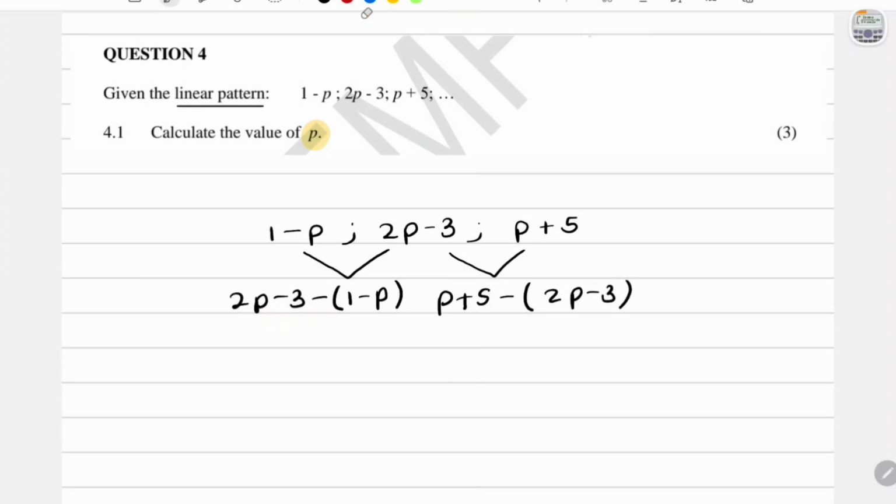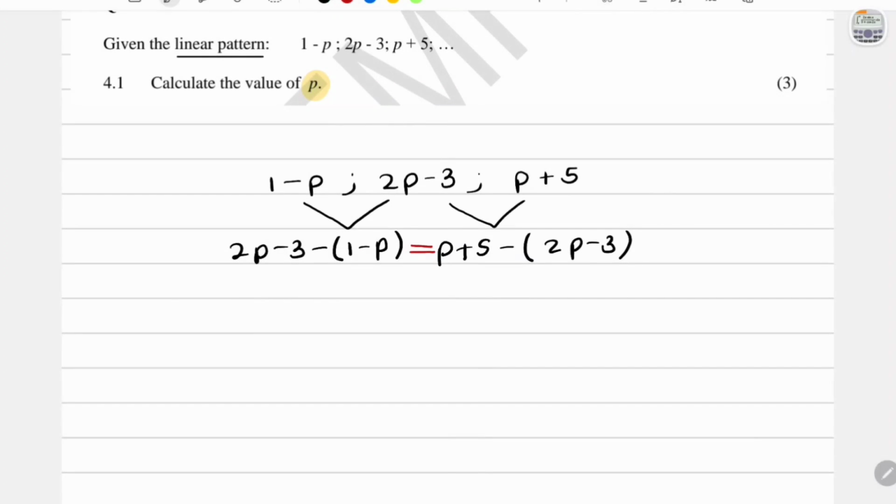And now that you have the differences, you see this is a second difference and another second difference. What we know about a linear pattern is that the second difference is constant. So since it is constant, it means that this second difference is going to be exactly the same thing as that second difference. So what we can do is equate them, say that they are equal. And now we just have to solve for p. So let's go ahead and distribute. So we have 2p minus 3, distribute that, that is minus 1, and plus p is equal to p plus 5, distribute minus 2p and plus 3.